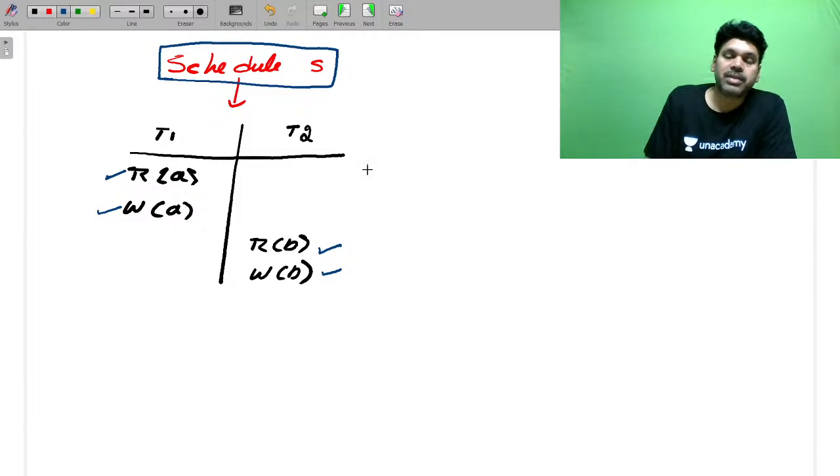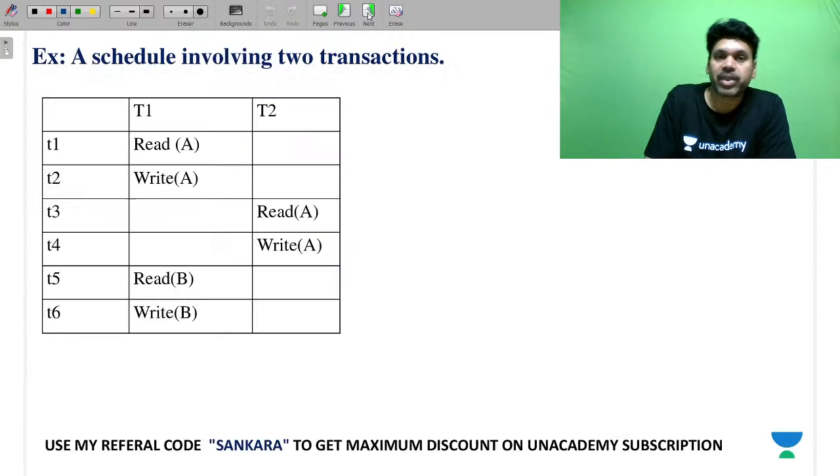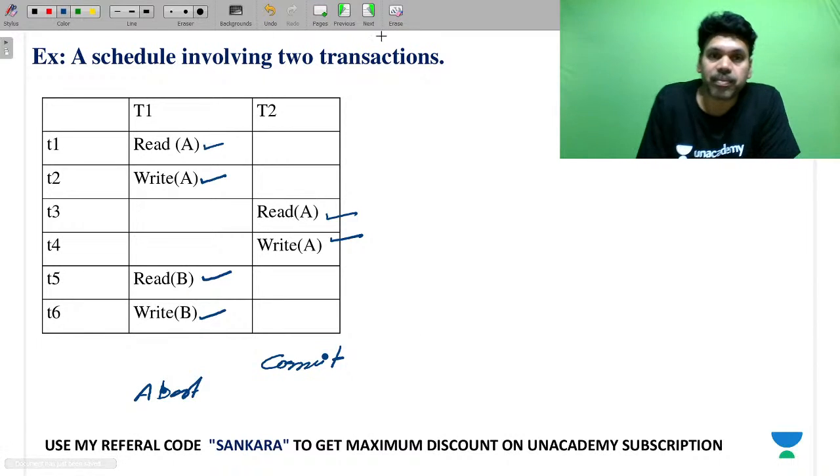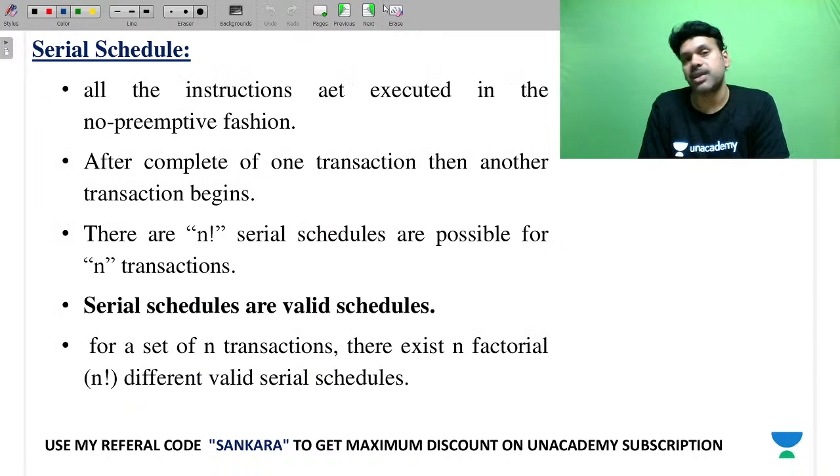According to the schedule, there are two varieties. One variety is serial execution, the other variety is non-serial execution. So I'm telling you about a normal schedule: read A and write A, and then read B and write B. At last you may have a commit statement, and you may use either a commit or an abort statement in order to prove the atomicity property. Now let us see what the serial schedule is.